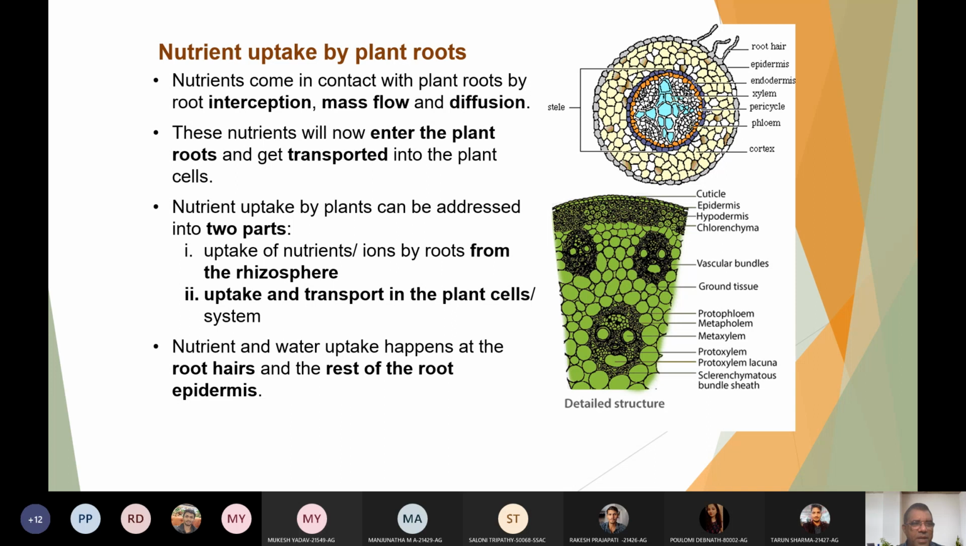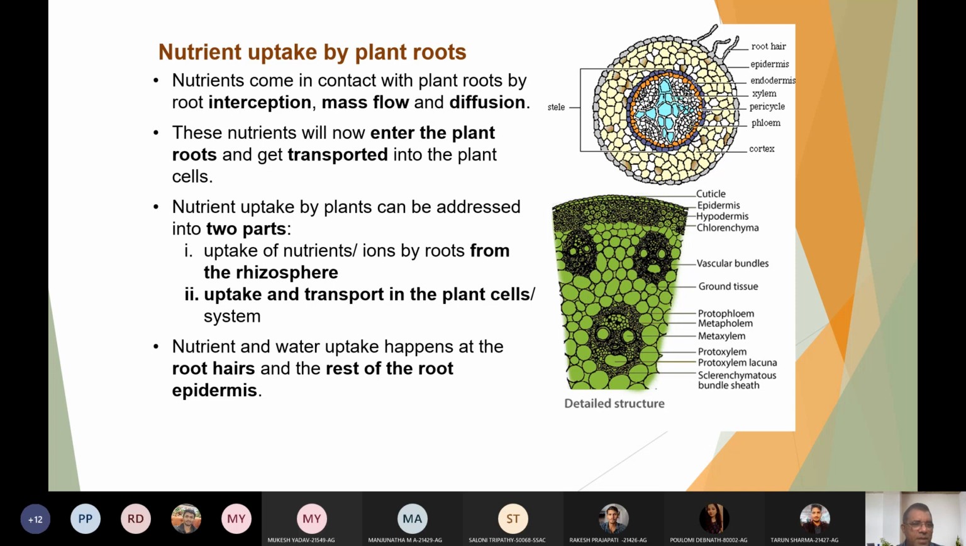Now, nutrient uptake by plant roots. We are continuing with the same topic. Nutrients come in contact with plant roots by root interception, mass flow, and diffusion. Sometimes I repeat words for more clarity. Here again, nutrients come in contact with plant roots by root interception, mass flow, and diffusion. Now they are in contact with the plant roots, so these nutrients will now enter the plant roots and get transported into the plant cells.